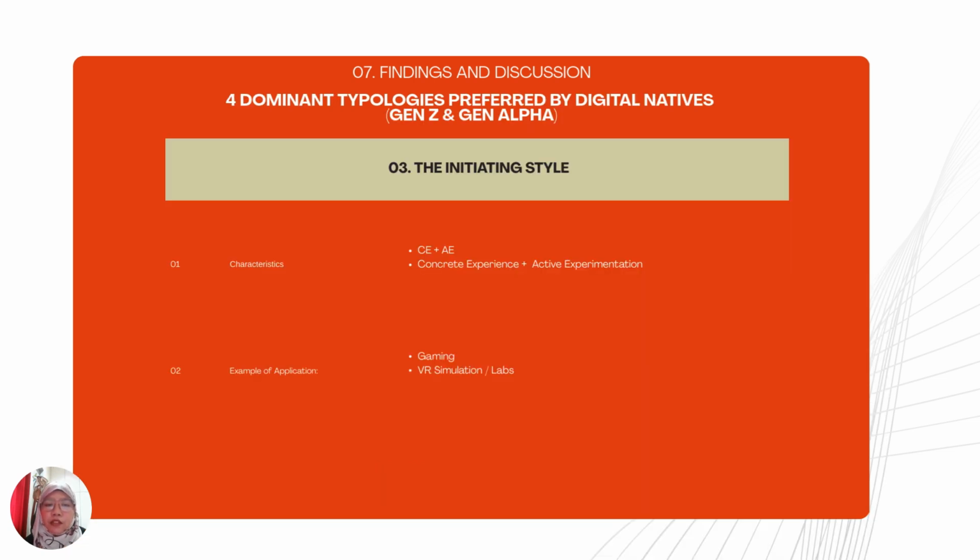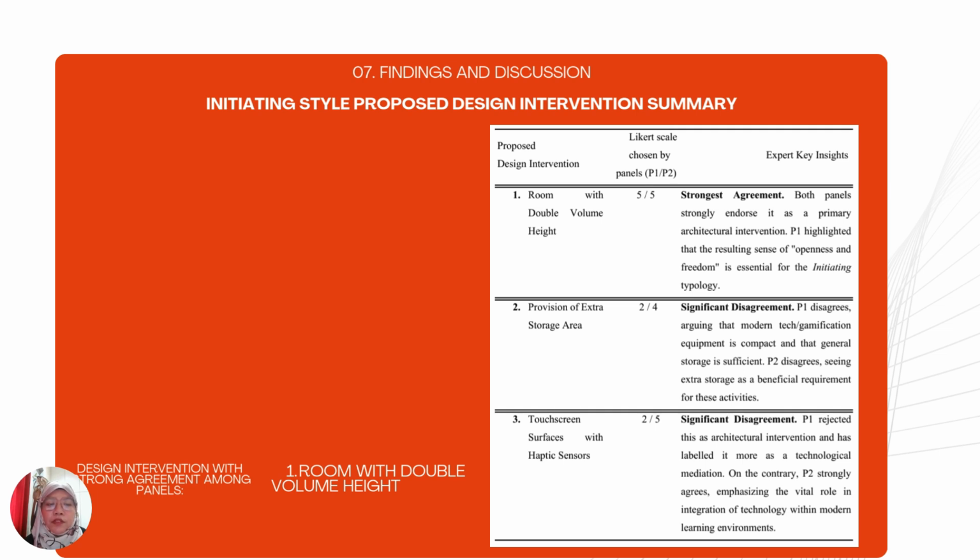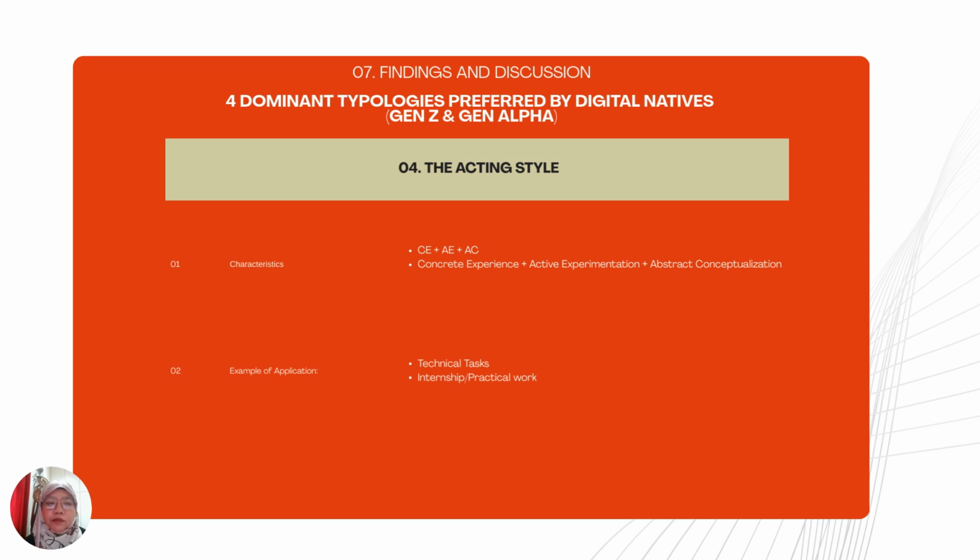Next, the initiating style, which has concrete experience and active experimentation. Examples of application are games or VR simulation. This is an example and explanation of the proposed partial intervention. Both experts agreed that a room with double volume height is the primary architectural intervention because it highlights the sense of openness and freedom and is essential to the initiating learning style typology.